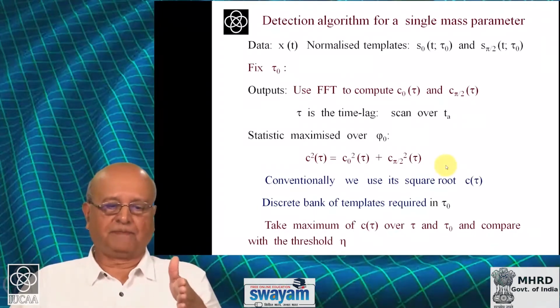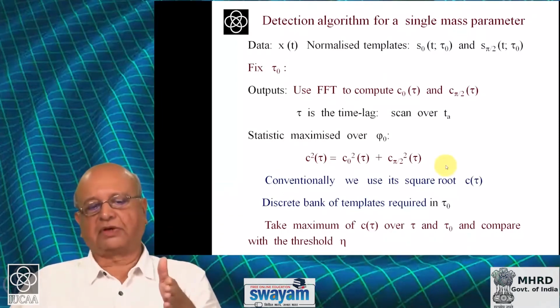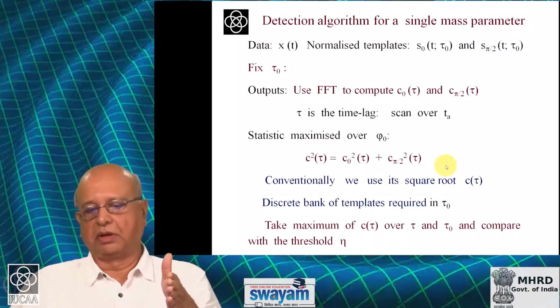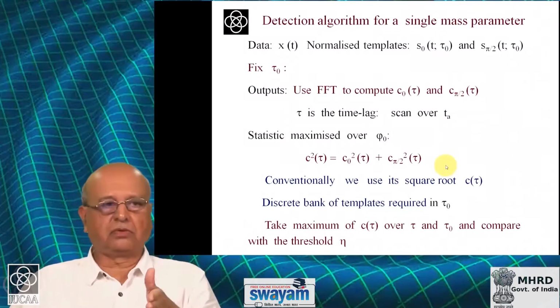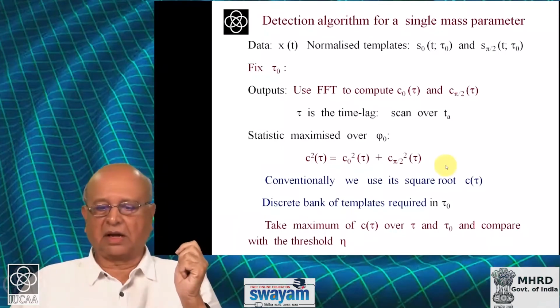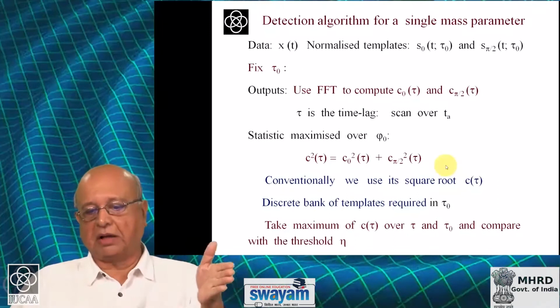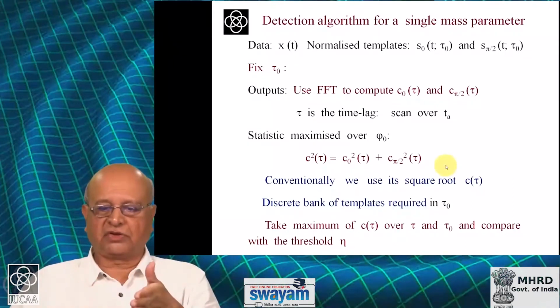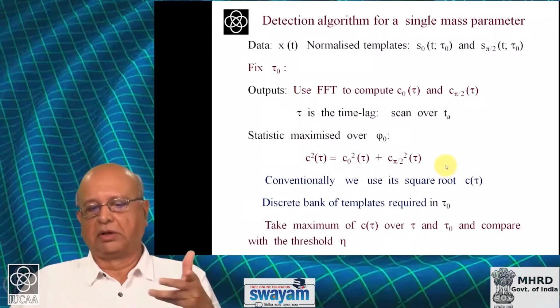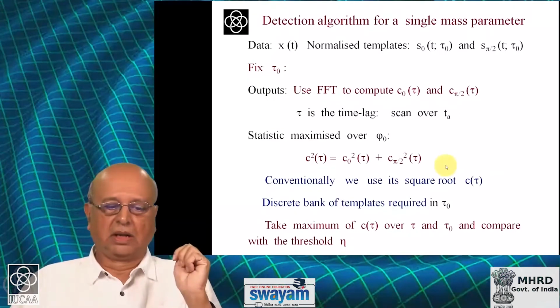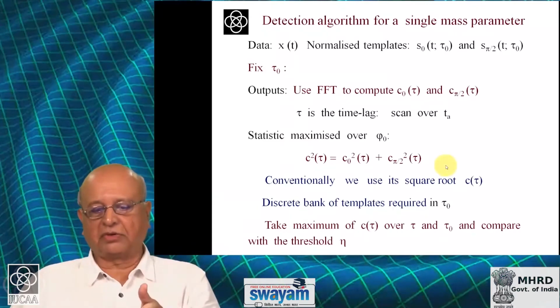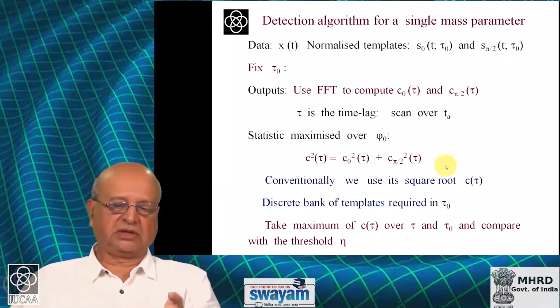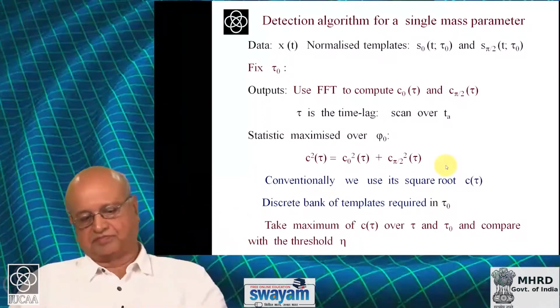So, for a fixed tau naught, use FFT to compute C naught of tau, C pi by 2 of tau, where tau is the time lag, and this will scan over the time lag. So, with one stroke you have got C naught of tau, C pi by 2 of tau using the fast Fourier transform. Then the statistic can be maximized over phi naught by taking the quadrature, C naught squared plus C pi by 2 squared, for each tau. So, it is an easy algebraic operation.